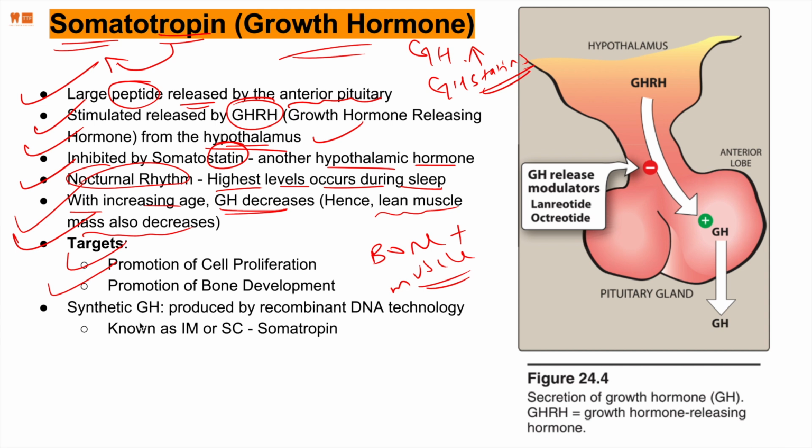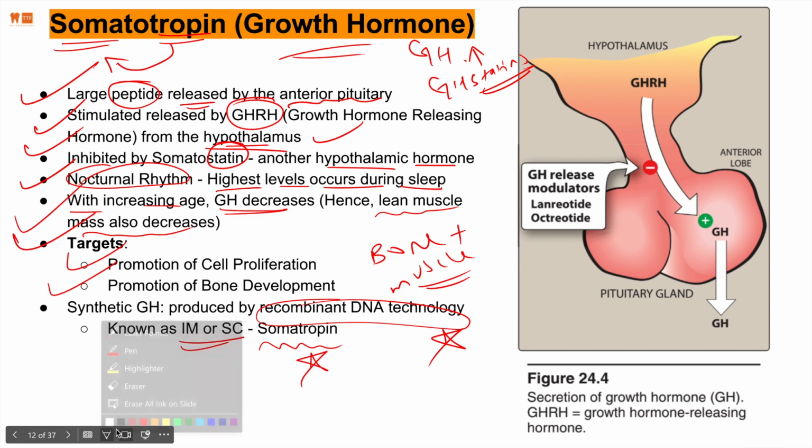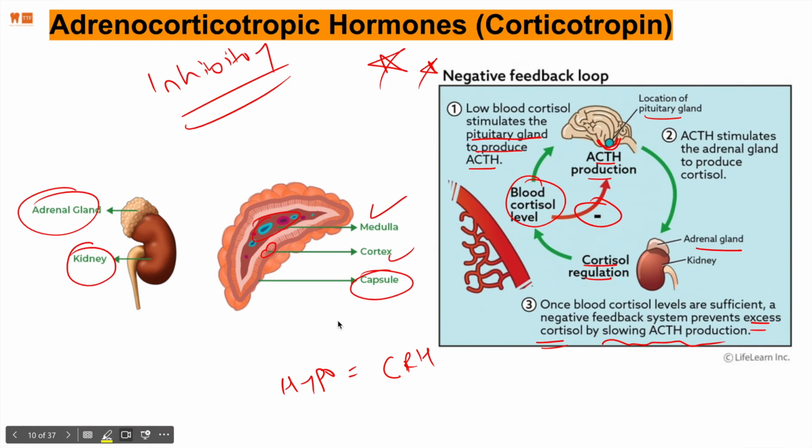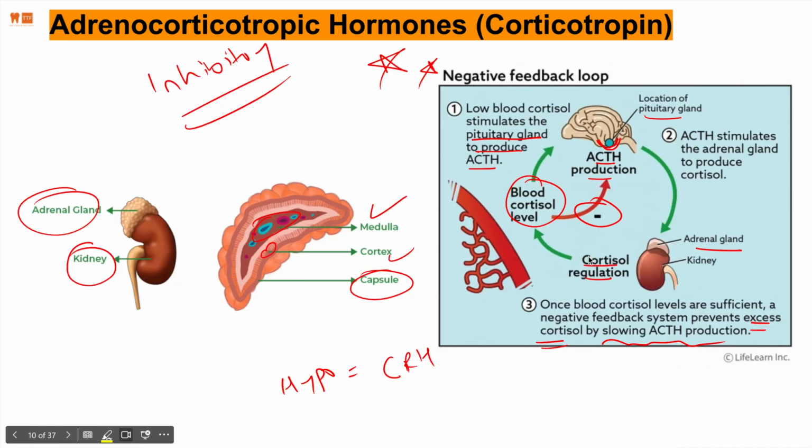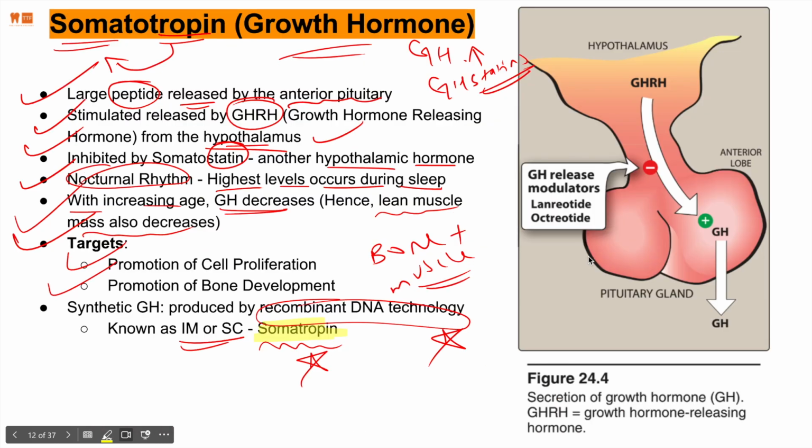Synthetic growth hormone is produced by recombinant DNA technology. This is done in vitro, outside of the body, and then injected intramuscularly and subcutaneously as what is known as somatropins. Okay, so I'm going to say one thing over here, you guys. Somatropins, we go back all the way to the ACTH synthetic version, cosyntropin. Okay, remember the drug names, guys. They're important.